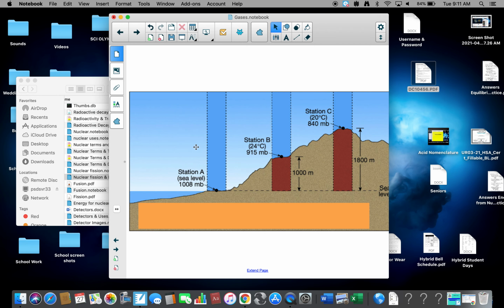So if I take different amounts of altitude, you see the reason why as we go up, the atmosphere gets thinner, there's less pressure, is because there's less atmosphere above it. So let's look at a problem like the following.